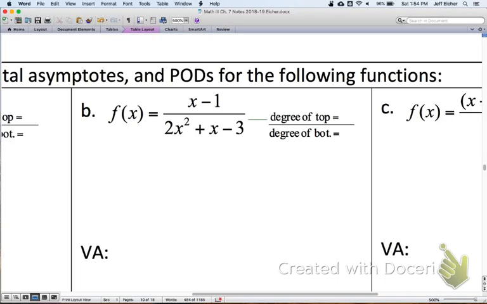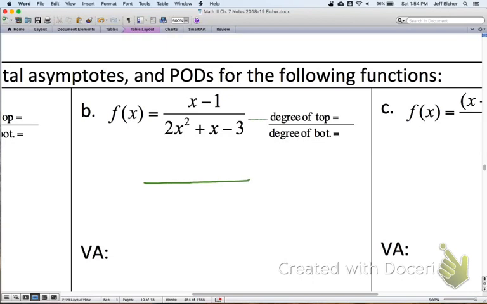On letter B, I'd like to see if you can state the degree of the top and bottom, factor the denominator, it's a trinomial, so factor that, and then see if you can list the VA, POD, and HA. So pause this video, see if you and your neighbor can figure that out.